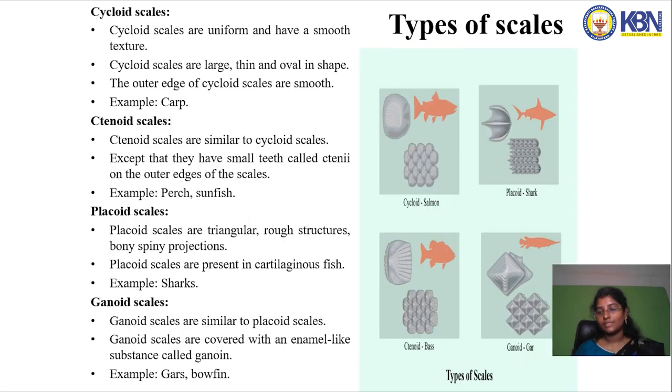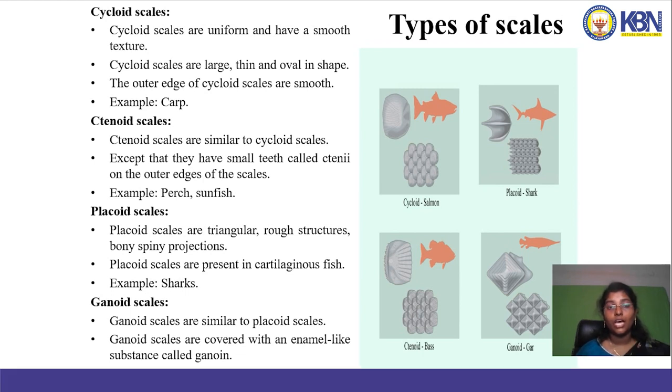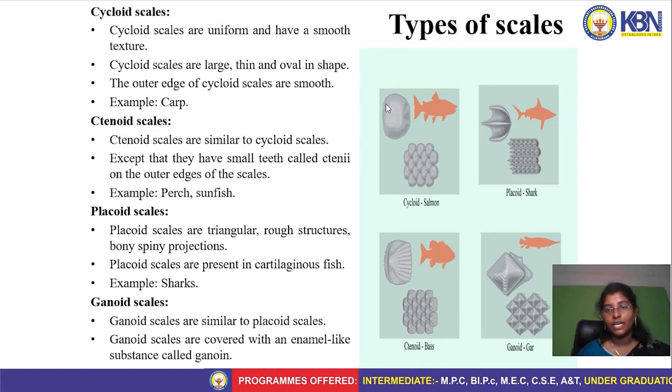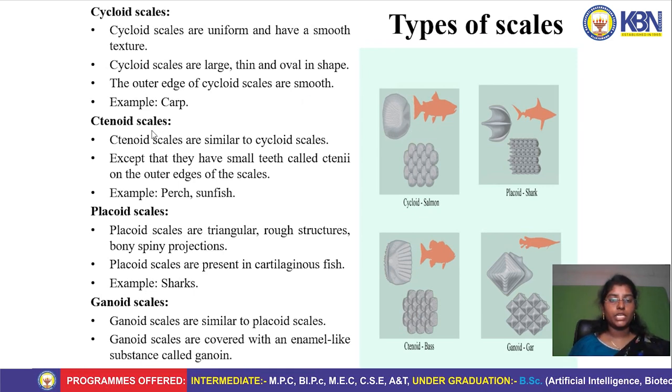Next, types of scales. There are four types of scales. They are cycloid, ctenoid, placoid and ganoid scales. First, cycloid scales are uniform and have a smooth texture. Cycloid scales are large, thin and oval in shape. The outer edge of cycloid scales is smooth. Here in the picture we can observe the cycloid scales are large and thin, and oval in shape. Example, carp.